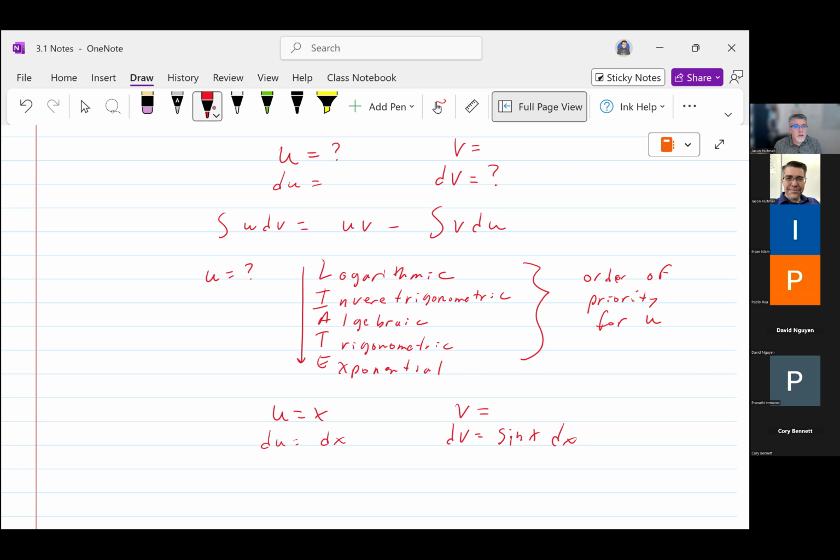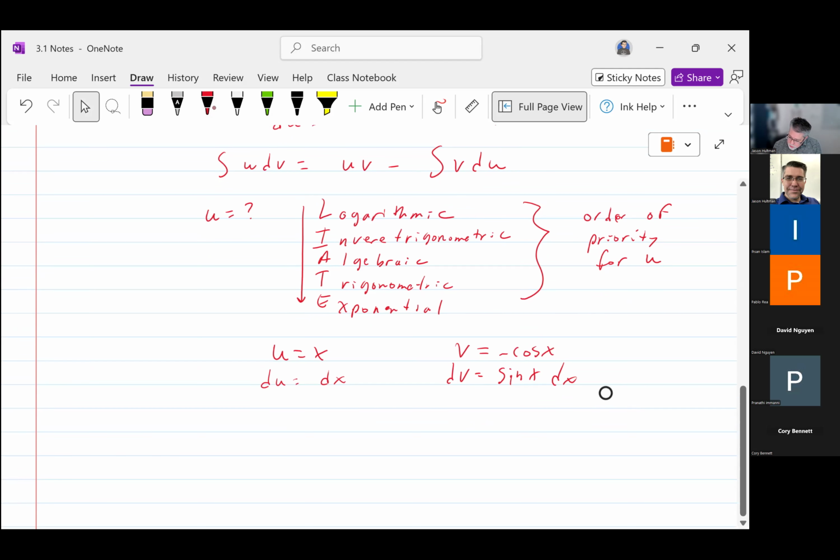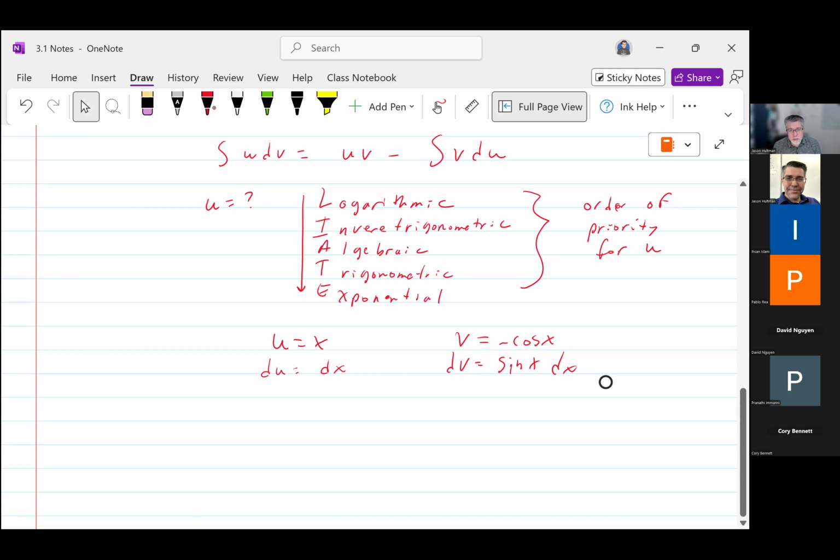Negative cosine x. It is negative cosine x. So now we're going to do kind of a crisscross applesauce type of thing, where I'm going to pair up uv and then v du. I say I'm going to go here, and then I'm going to go there. uv, v du. I always draw these arrows to remind me of the order.